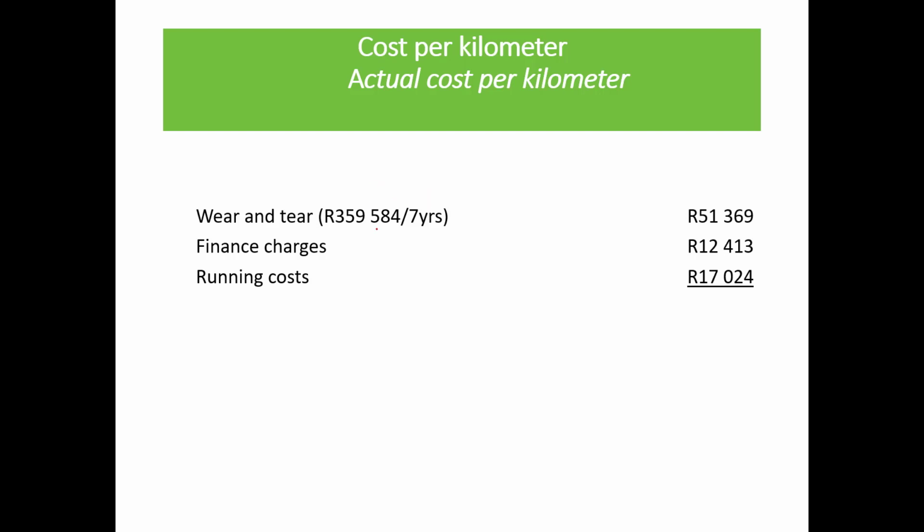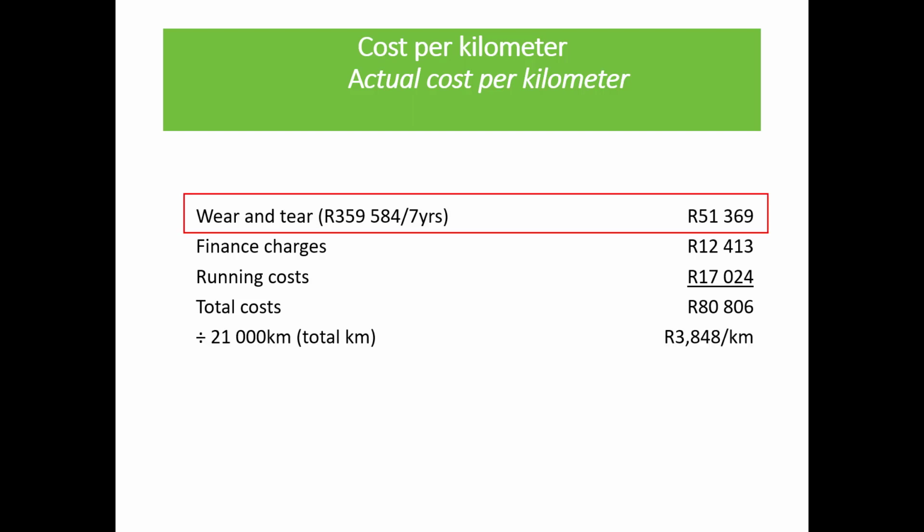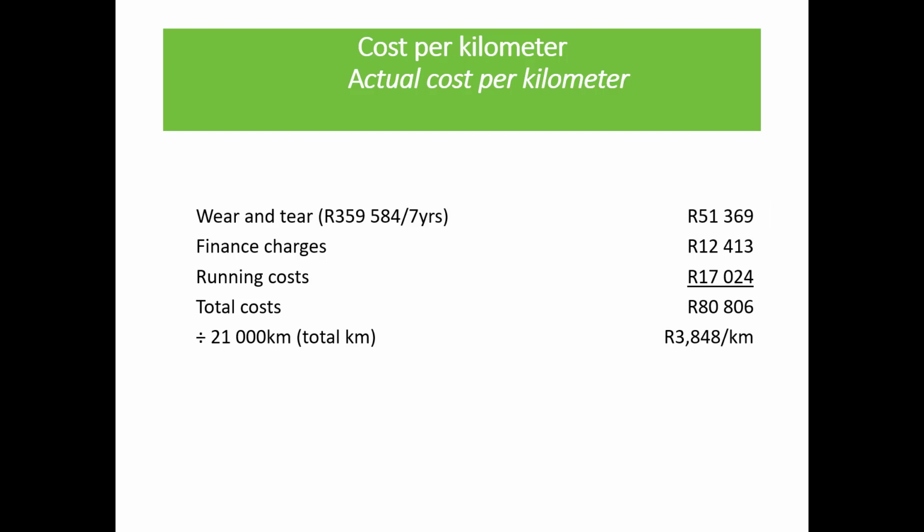The finance charges, we were given that amount of 12,413, as well as the running costs, for us to get to an amount of 80,806 as the total cost. So for us to get to the cost per kilometer based on actual costs, we take the 80,806 and we will divide that by 21,000 kilometers to get to the cost per kilometer using actual costs of 3 Rand and 84 or 85 cents per kilometer.